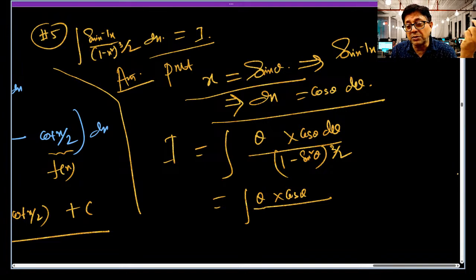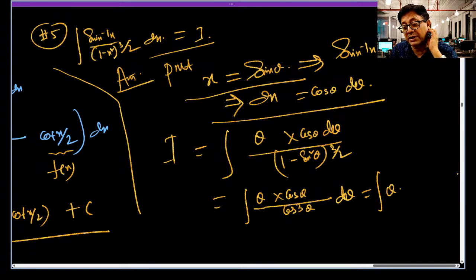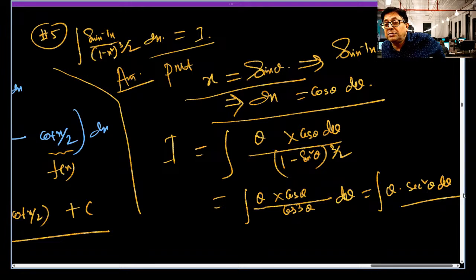One minus sine square is what? Cos square to the power 3 by 2. I hope you can complete the sum. Theta into 1 by cos square theta, that is sec square theta into theta d theta. Now how to complete the sum? It has come theta into sec square theta d theta.